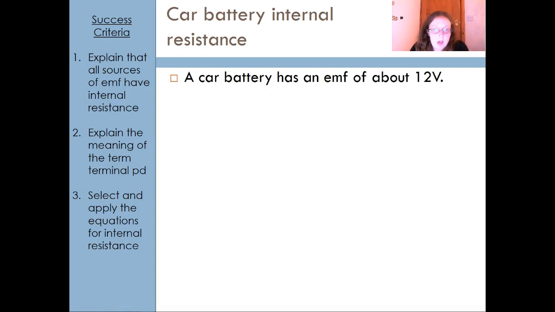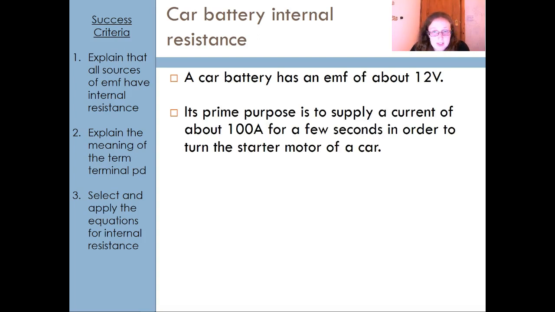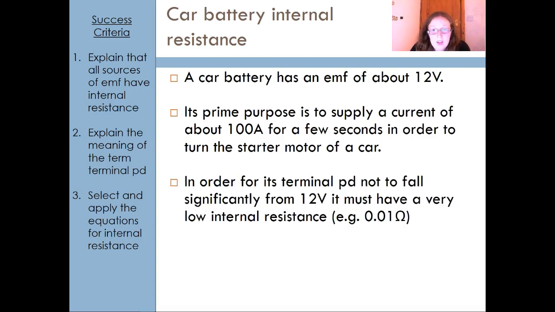So, for example, car batteries, they have an EMF of about 12 volts. It doesn't sound like a lot, but it's important. It's there to make a current of about 100 amps for just a couple of seconds to spark the motor to make it turn over. In order for terminal PD not to fall significantly, so in order for that PD to stay at 12 volts, I need the power supply to have an essentially negligible internal resistance, so something in the realm of 0.01 ohms.